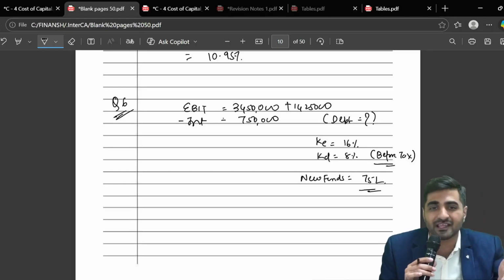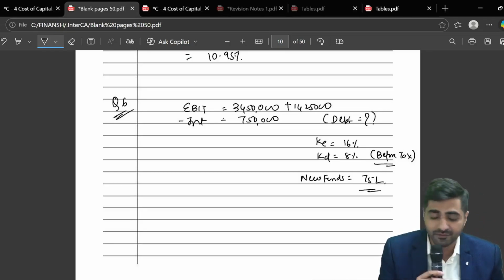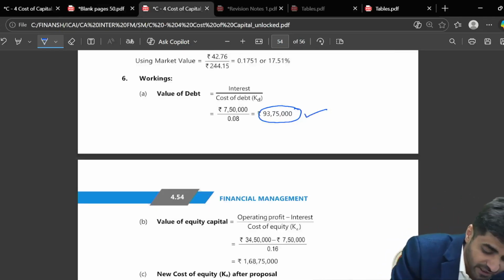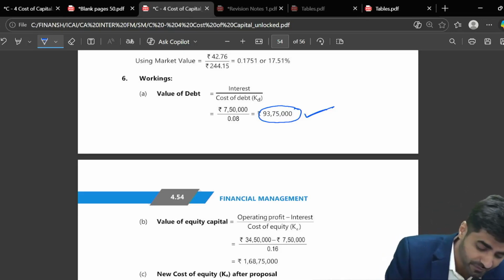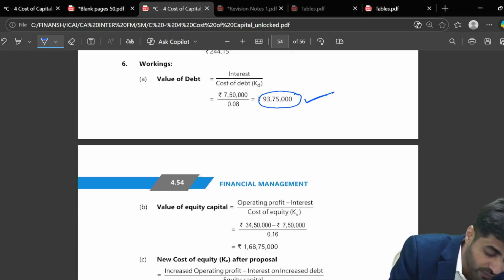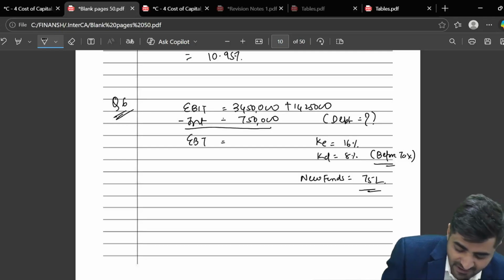Yes, sir. Or else there would have been a 1 minus tax. But there is no such data given to you. Okay. So based on that, we first got the amount of the debt, 93,75,000. Is everyone okay with this? Okay. What is the value of equity? Now EBIT minus interest, what do you get? EBT. So 34,50,000 minus 7,50,000.